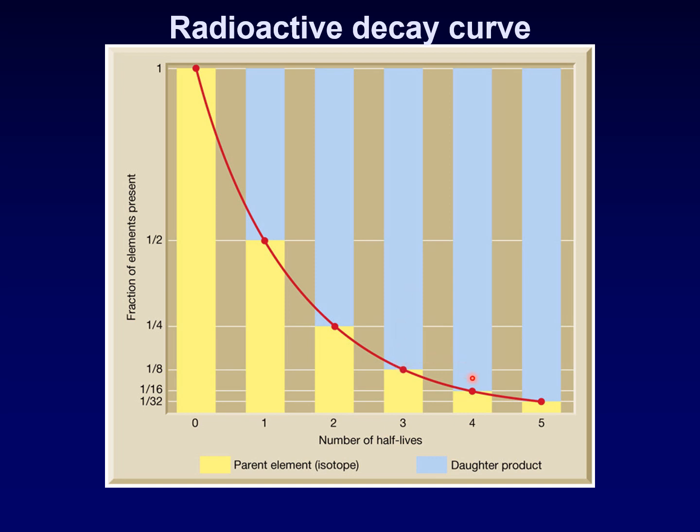Then at 4 half-lives, half of this parent has now decayed. And now we see 1/16 parent to 15/16 daughter. So now our ratio is 1 to 15. And then finally, after 5 half-lives, which is really where things start to get so small it's hard to measure, now half of this parent has decayed to 1/32 parent to 31/32 daughter. And so the ratio here is 1 to 31.